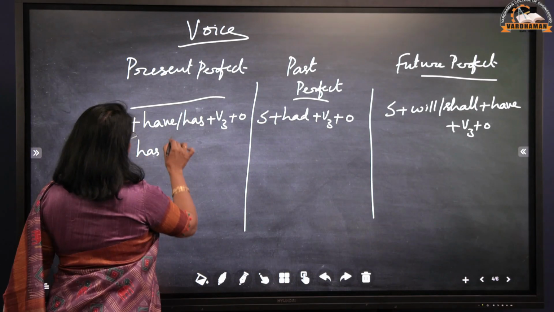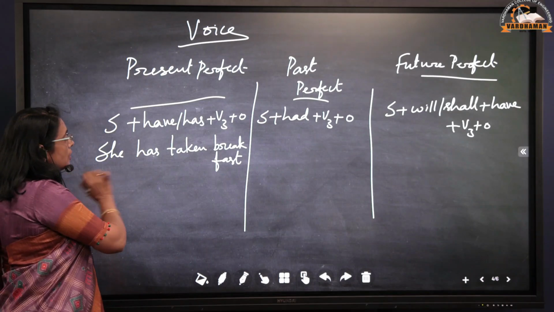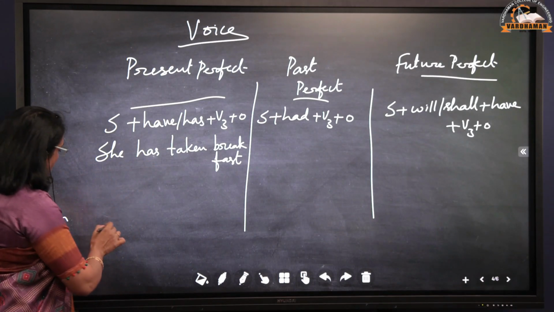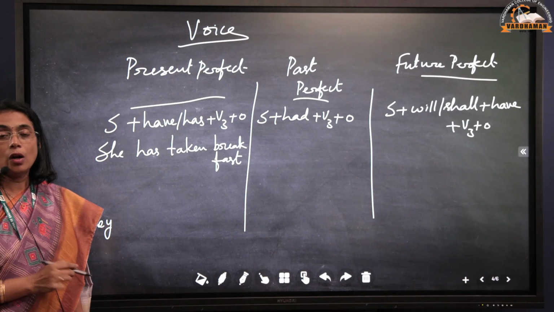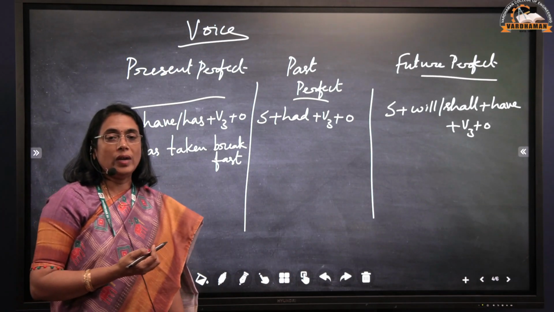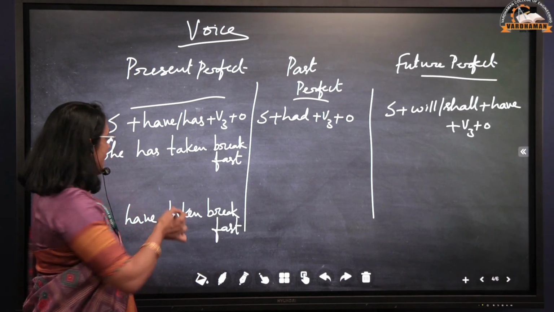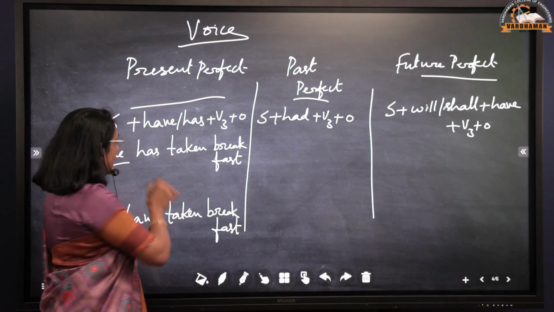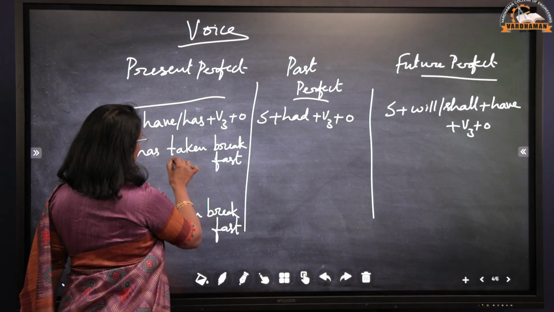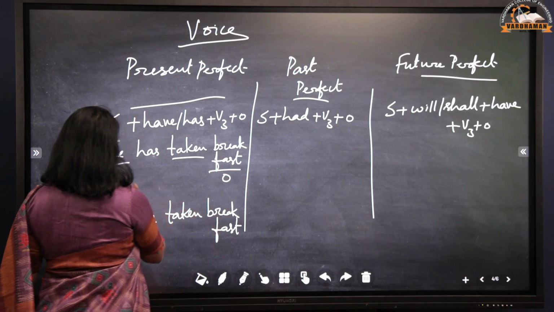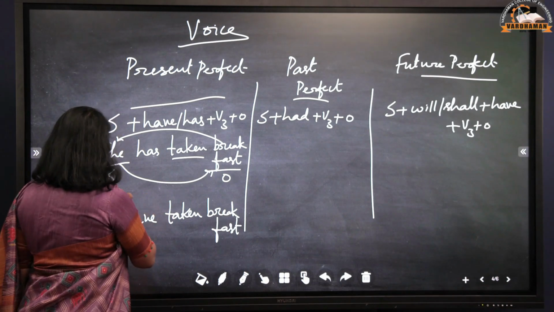She has taken breakfast. Subject, since it is third person, we are using has. Let's go for another sentence, that is they. If it is they or you or we or I, we have to use have. They have taken breakfast. Let's see once again. Identify the subject, identify the verb, helping verb. This is has helping verb. This is object. This is subject. Bring this to this place and this to this place. So to start with, breakfast has.